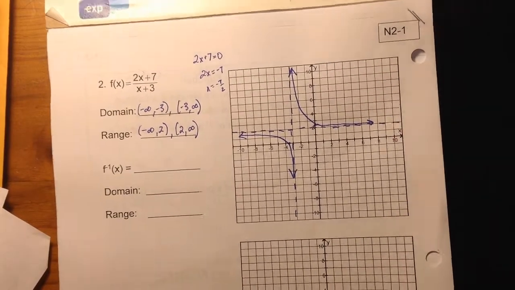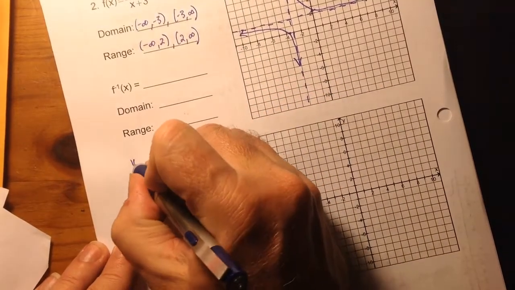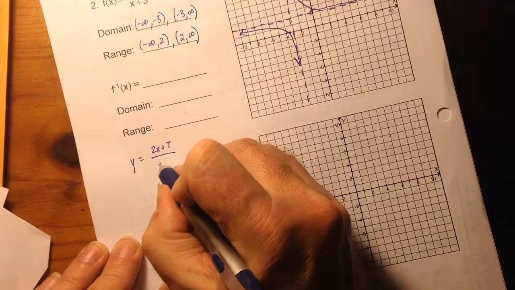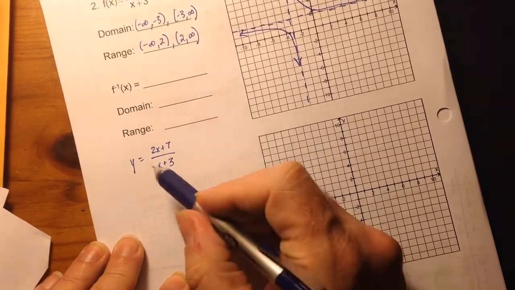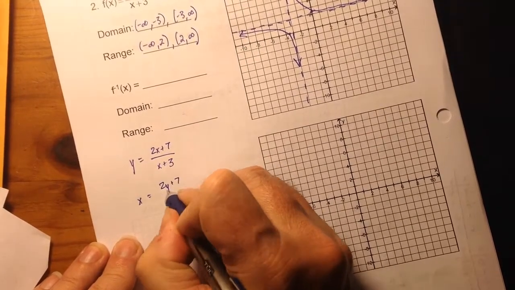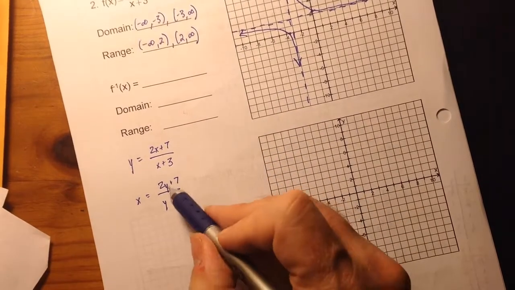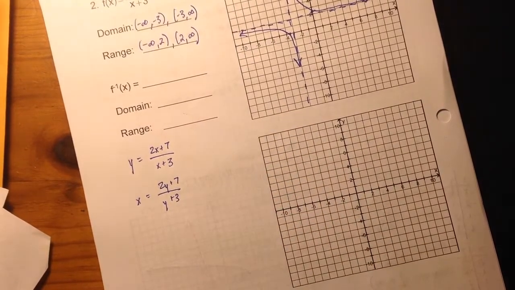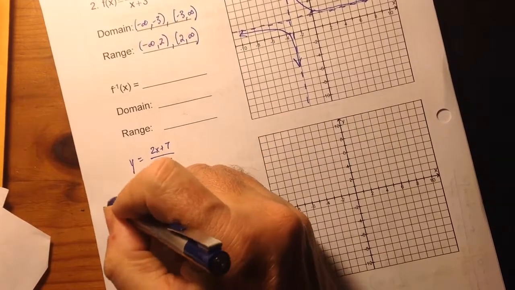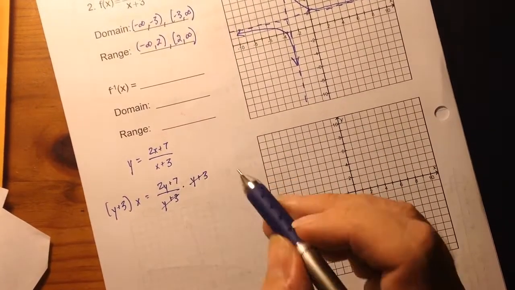All right, so let's find the inverse now. And we're going to be doing this several times, so watch the process. The process doesn't really change. When we have a rational that we're looking for the inverse of, first step is switch your x's and y's. X equals 2y plus 7 over y plus 3. All right, the first step to get the y by itself is let's get rid of this fraction. So we'll multiply both sides times y plus 3. On the right, it simply cancels out.